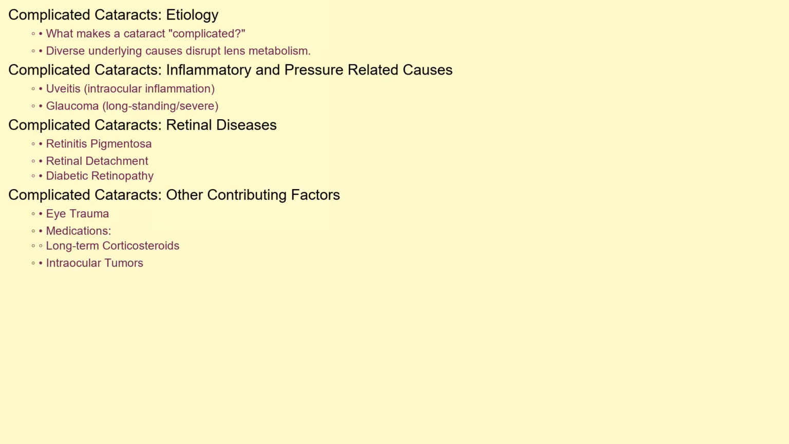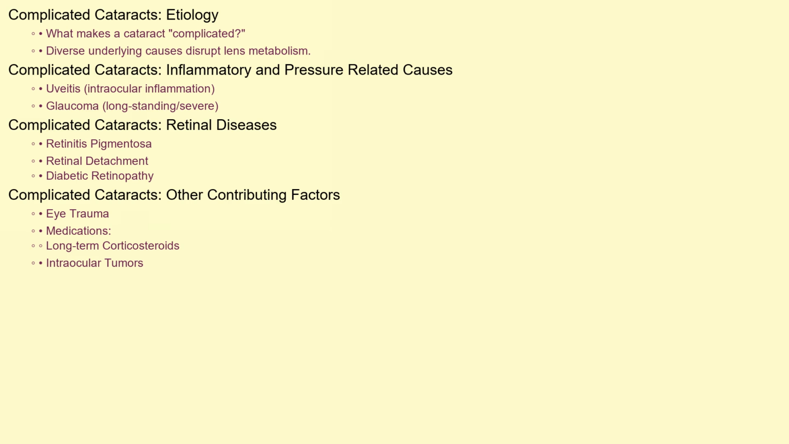So, what causes a cataract to be classified as complicated? Well, the etiology is diverse. Conditions like uveitis, which is inflammation inside the eye, can be a major culprit. Glaucoma, particularly long-standing or severe cases, can also contribute. Retinal diseases such as retinitis pigmentosa, retinal detachment, or diabetic retinopathy are frequently associated with complicated cataracts.